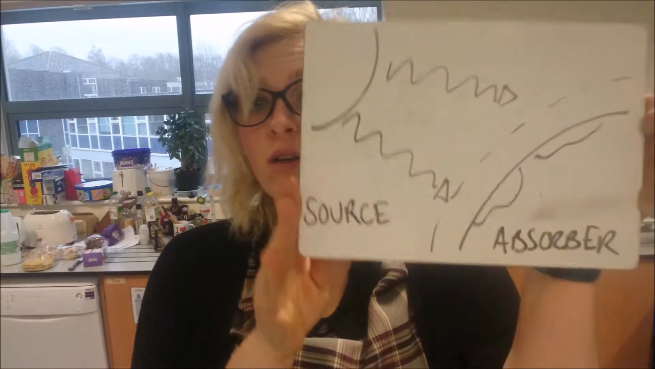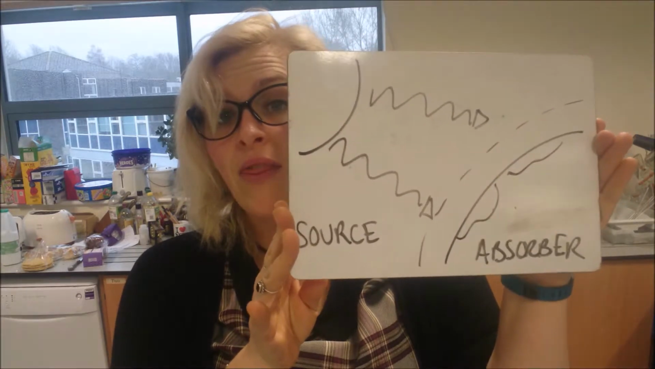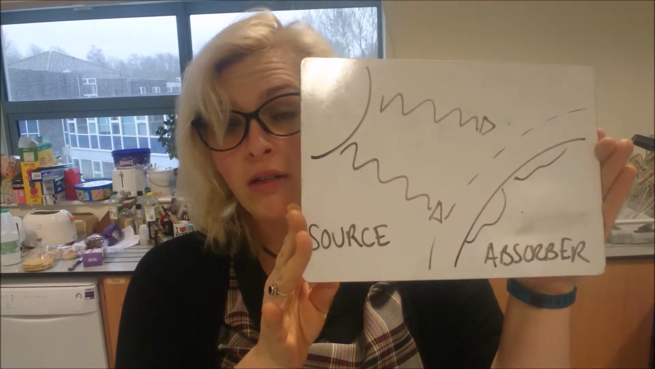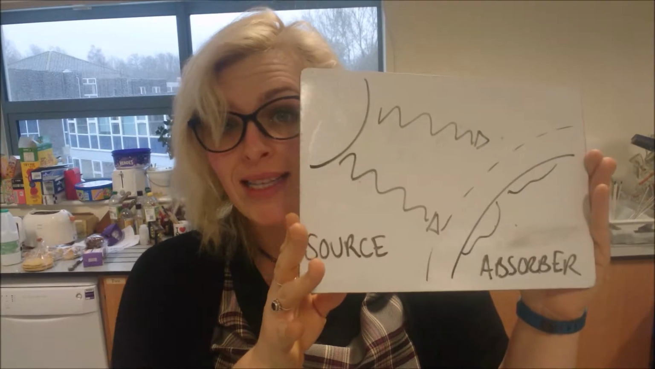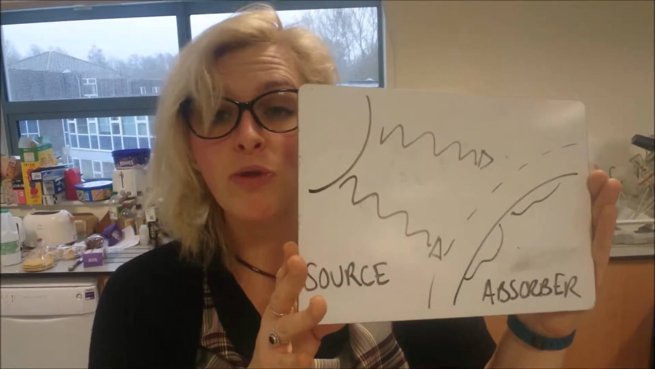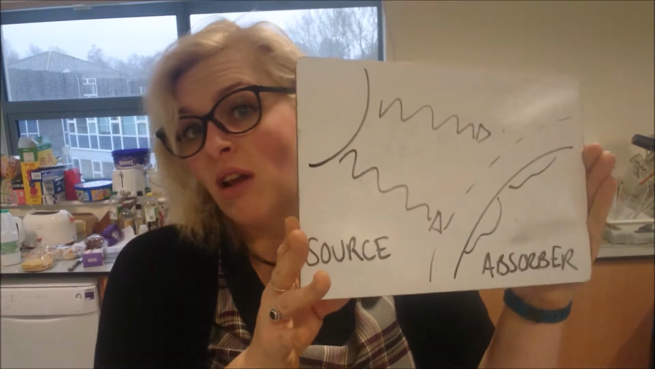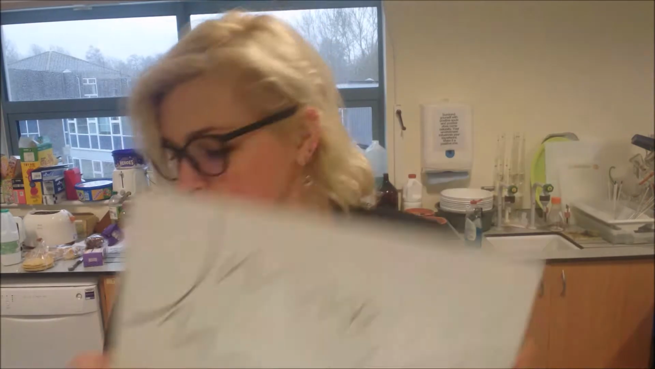All of the different types of waves come from a source, and they are taken in by an absorber. So the source, for example, of light rays and infrared waves could be the sun, and infrared waves are absorbed by particles in our atmosphere, and light as well is absorbed by all different objects.